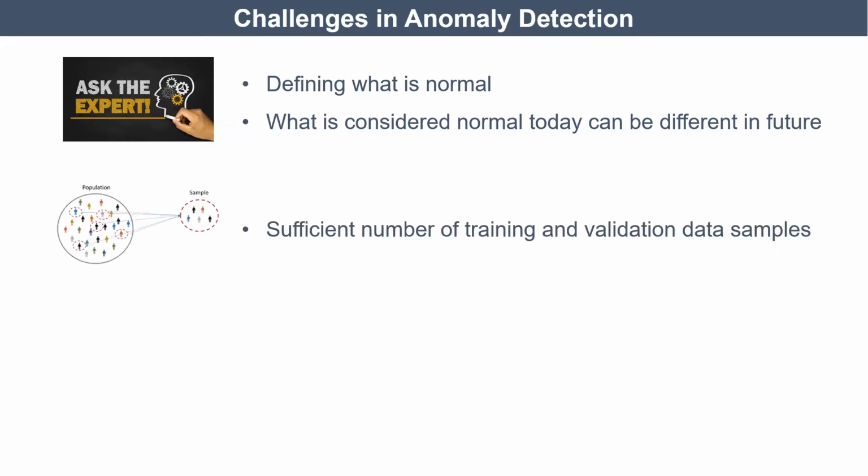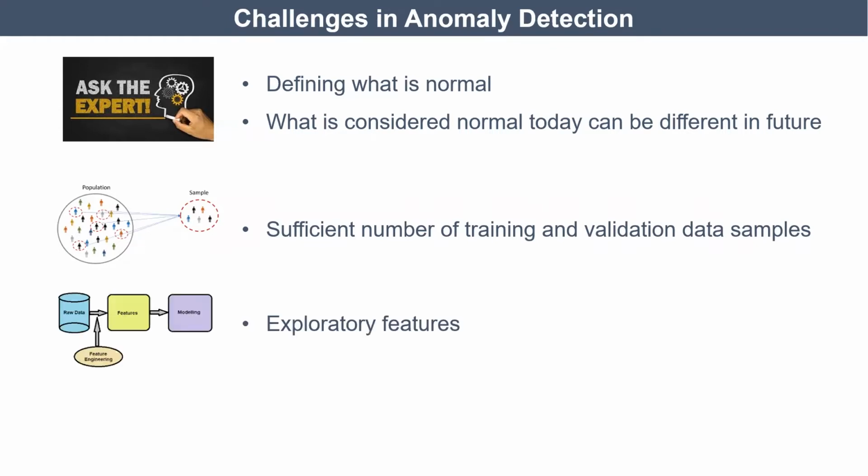As usual, a sufficient number of training and validation data sets is important, especially when it is supervised, because generally these events, like fraud, are very rare events. So it's important that we have a good representation of our data. It's important that we have exploratory features, a sufficient number of features. And we need to be careful of high dimensional space, as I mentioned, that's challenging.